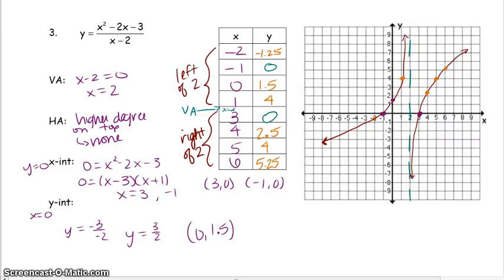Alrighty, so looking at your work, hopefully you got something like this. To get your vertical asymptote, you set your denominator equal to 0, so you get x equals 2. To get your horizontal asymptote, since our degree on the top is higher, we don't have a horizontal asymptote. To get our x-intercept, we set our y equal to 0, so we can factor. We get 3 and -1, so it's those 2 points. For the y-intercept, set x equal to 0, -3 over -2, which gives us 3 over 2, which is 1.5.